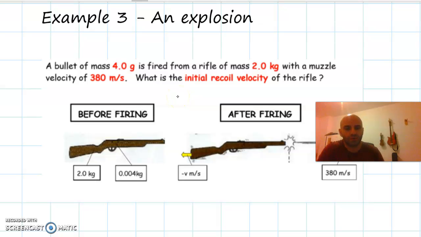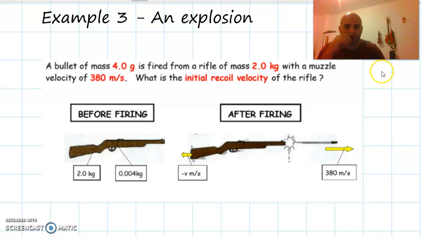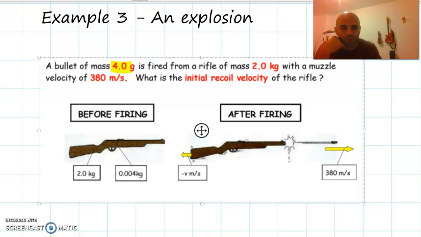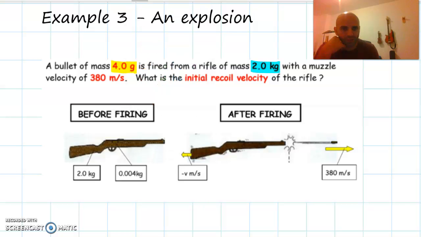Okay, so example number three, now we've got an explosion, and this is a pretty typical conservation of momentum type of question, where you've got a bullet being fired from a gun. So we've got a bullet of mass 4 grams fired from a rifle that has a mass 2 kilograms. I'm going to label that. I'm going to highlight that in a different color.